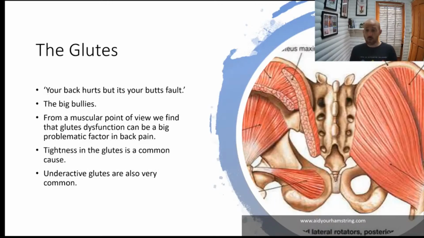But we also find that they can be underactive. What I mean by that is, they're our biggest, most powerful muscles, so they have the ability, and we want them to do the most work. But if we don't recruit those muscles correctly, then other muscles have to do the work of the glutes. And that results in dysfunction that can then affect the back as a result. So we also want to make sure that they're working correctly. And that's why the glutes are very, very important for really anything that we do.